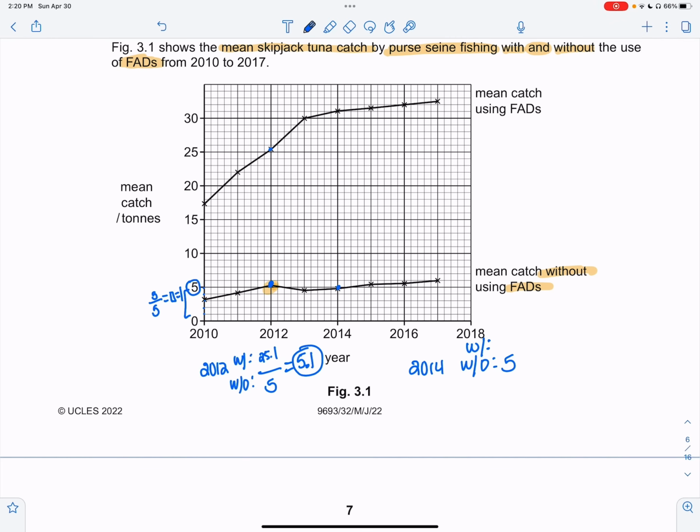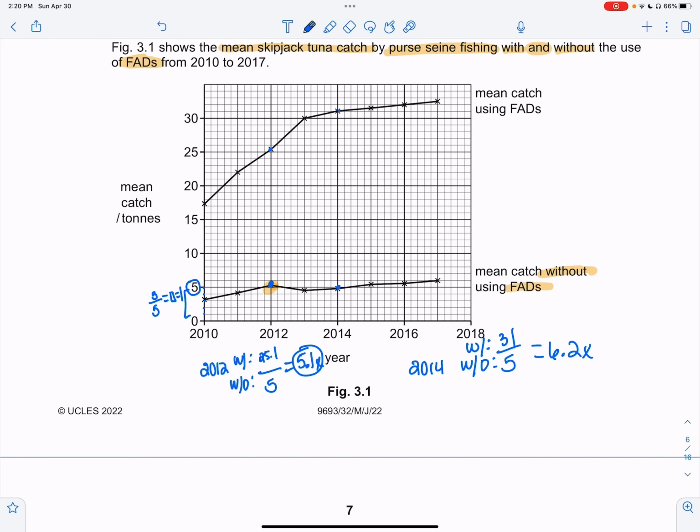Versus with 31. 31 divided by 5, we're going to have just a little bit over 6. 6.2 times the amount.